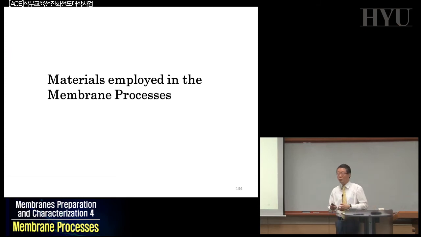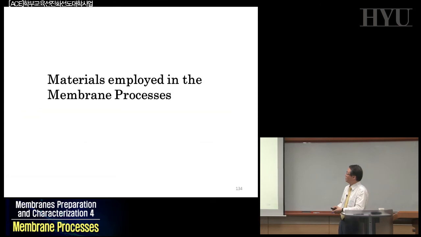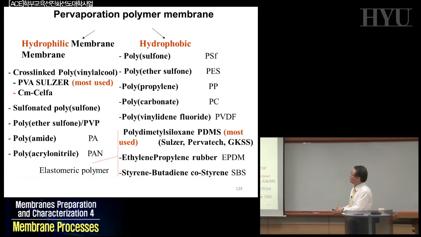Okay, so those were the membranes of choice, and I will briefly mention what kind of materials have been employed in membrane processes. Well, we have hydrophilic membranes and hydrophobic membranes. Hydrophobic membranes are the ones that do not have a large capability of forming hydrogen bonds with water, while hydrophilic membranes are the ones that contain the philicity.